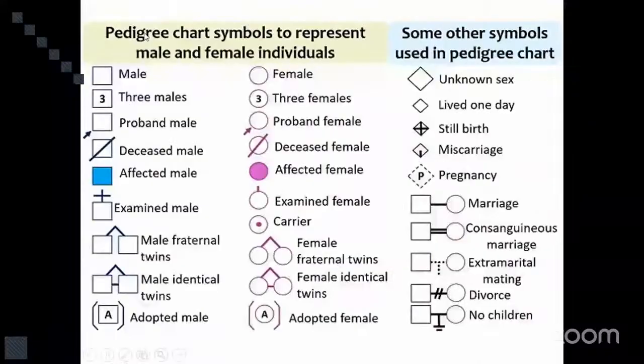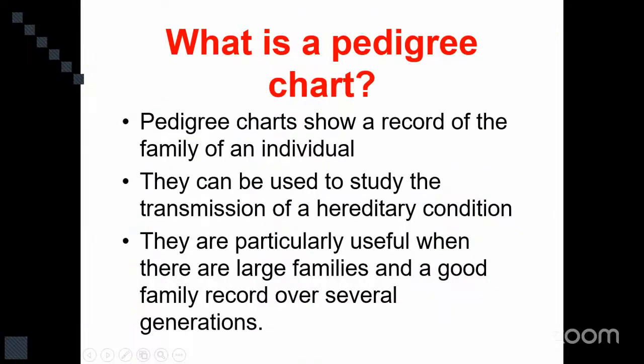Here you can see a carrier of an X-linked trait. Usually when you draw the circle, you put a dot inside. Take your time to look at it. A pedigree chart shows a record of a family, one individual after another. They can be used to study the transmission of hereditary conditions. They are particularly useful when there are large families and good family records over several generations. Very important: we need to appreciate the fact that records are very important for you to be able to achieve that.